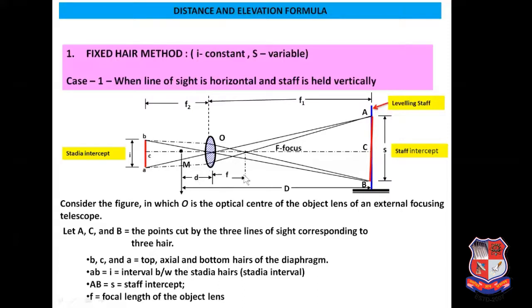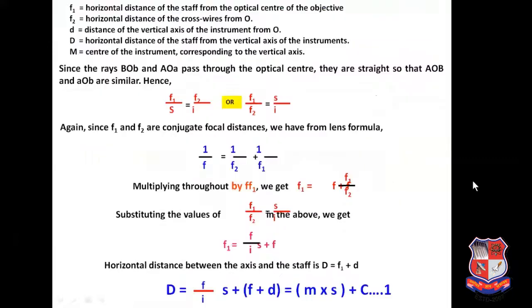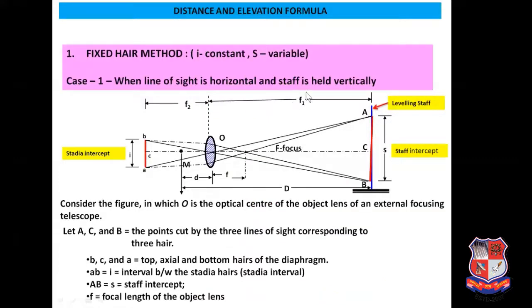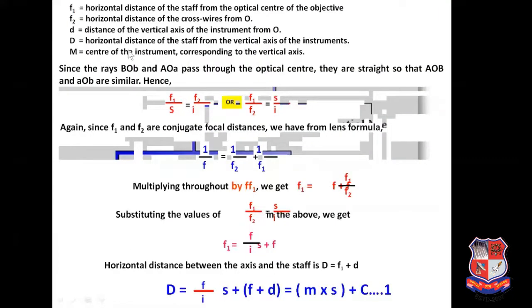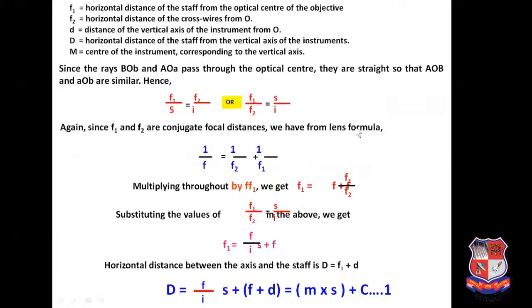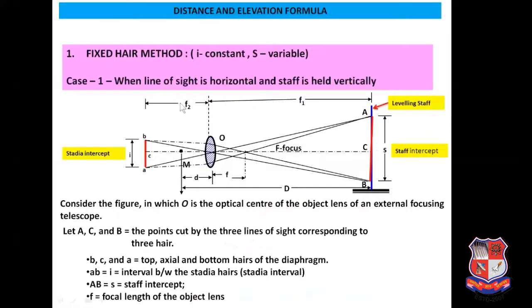F means the focal length of the object lens, given in the figure, you can easily see here. Now F1 means horizontal distance. Let us see here in the figure, this is my F1. F1 is the horizontal distance between the staff and the optical center of the object lens. F2, again, is the horizontal distance of the cross wires from the O. Let us see in the figure, this is my F2. It is the horizontal distance between the crosshair of the diaphragm and the optical center of the object lens.